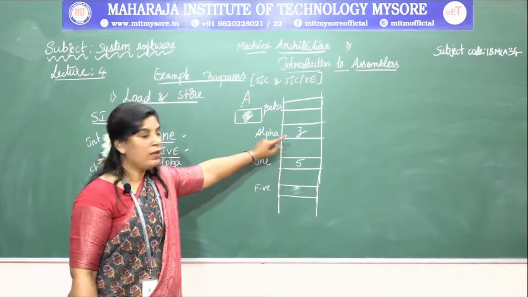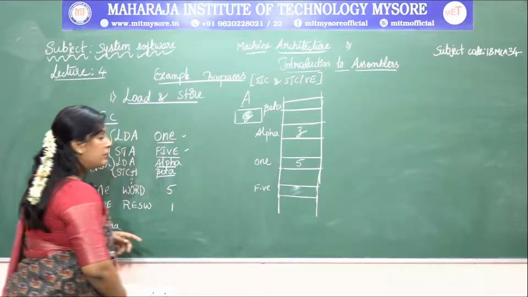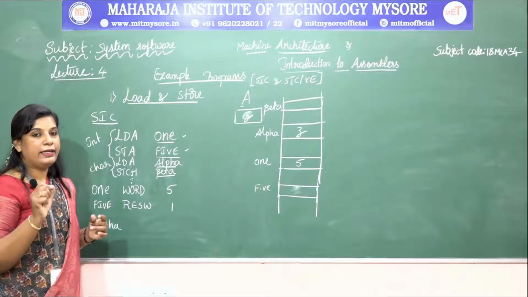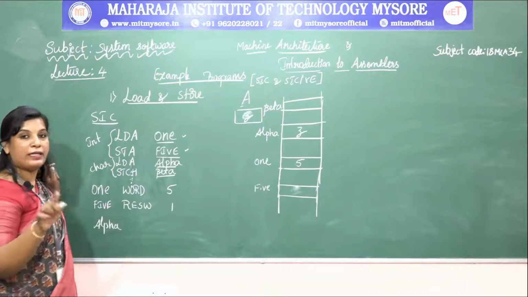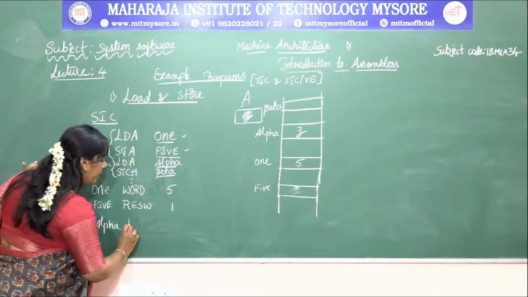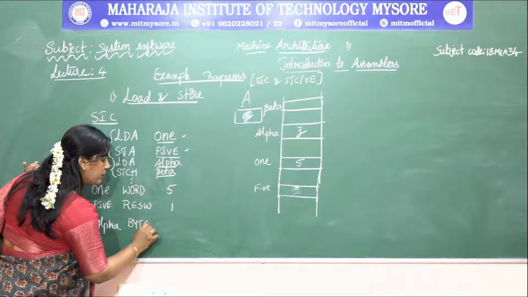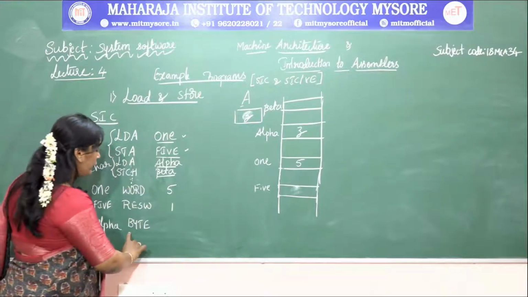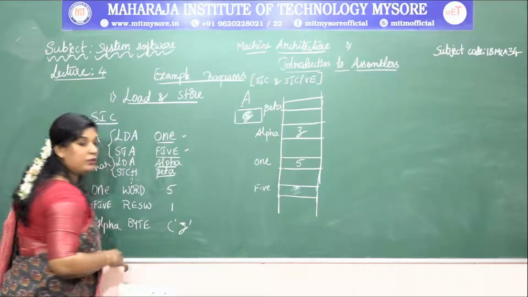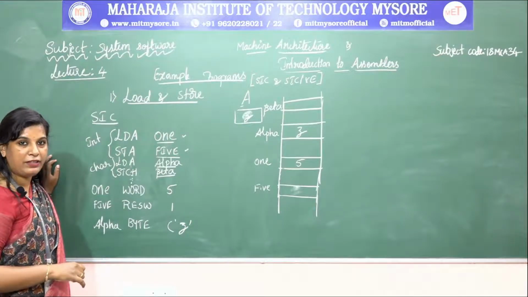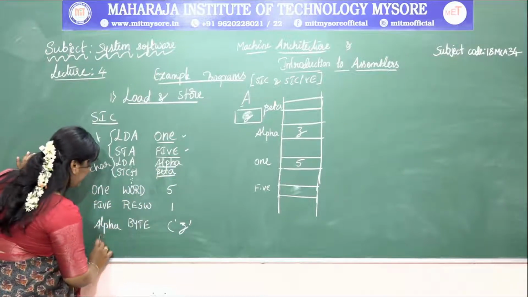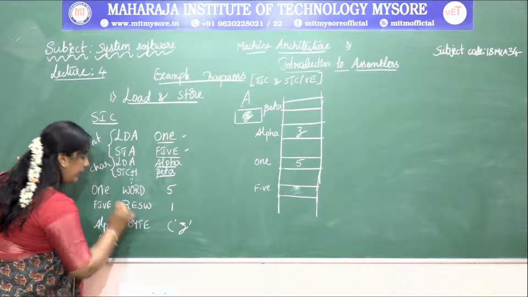Alpha already has a value, we are assigning the value Z. Alpha is a character memory variable, not an integer. For defining the character data type, we use another assembly directive, BYTE. That byte holds the character Z. So that memory variable is having the character Z. Another variable we are using in this program is Beta.